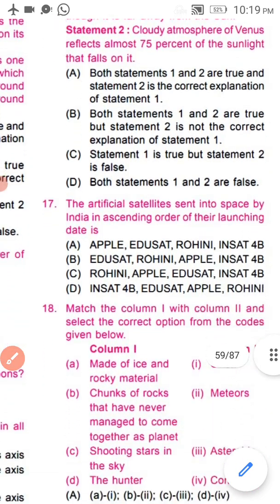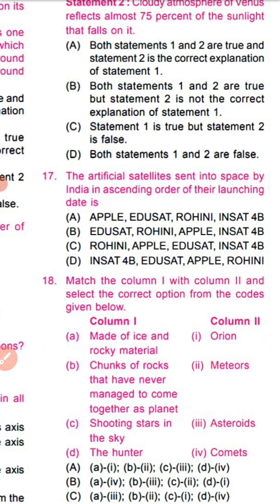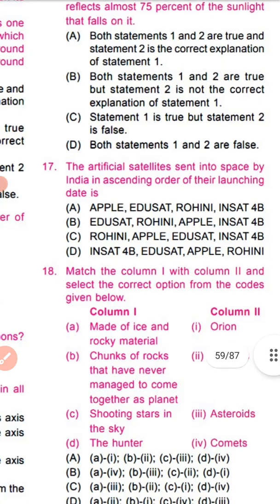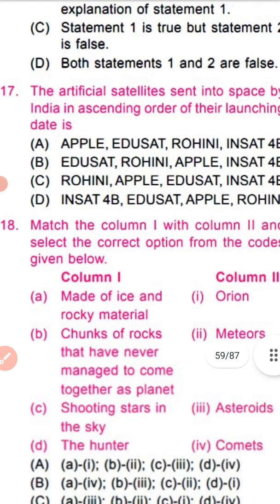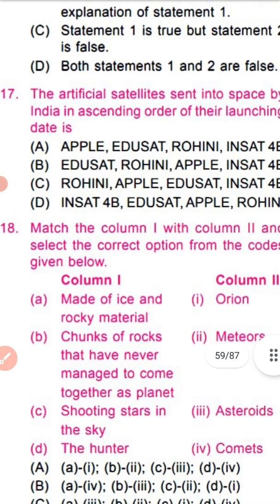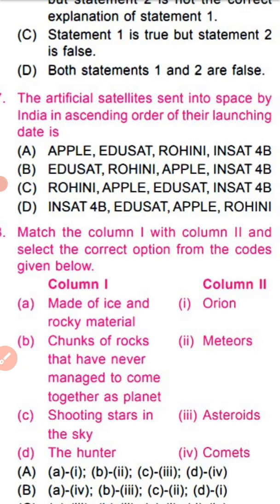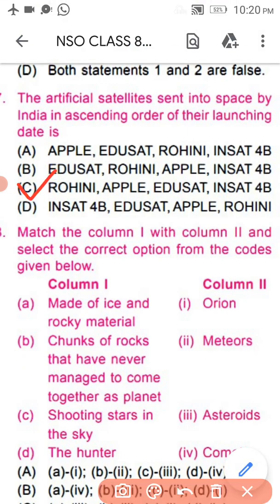Come to question number 17. The artificial satellites sent into space by India in ascending order of their launching date is. So you have to remember this one: Rohini, Apple, Edusat, Insat 4B. So this is the correct option, option number C. Next.